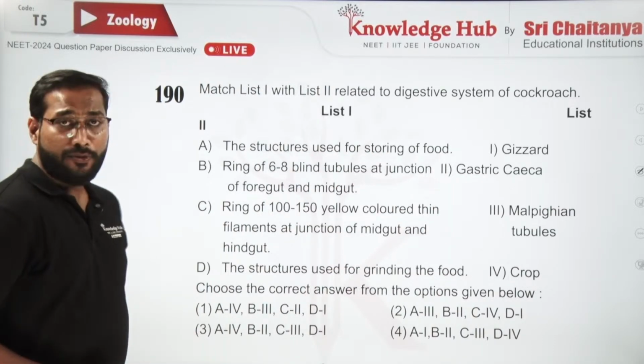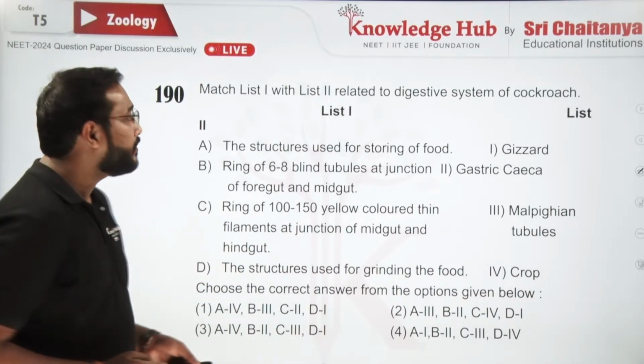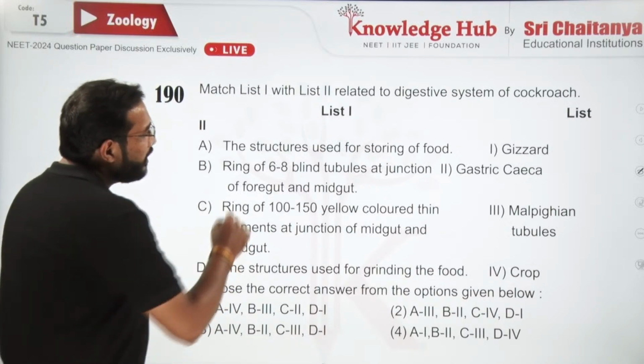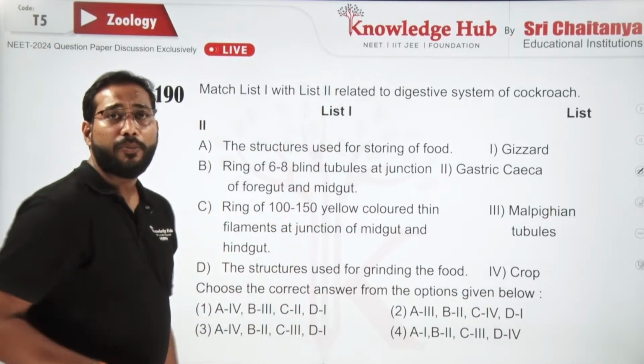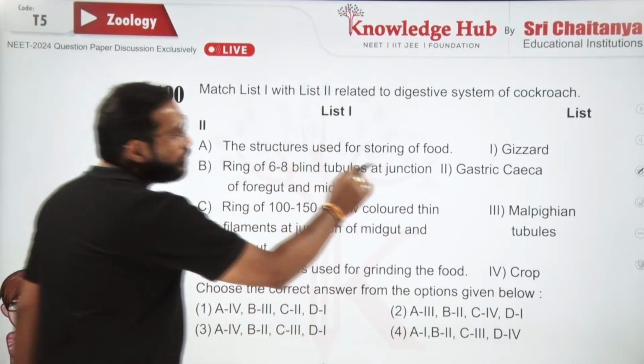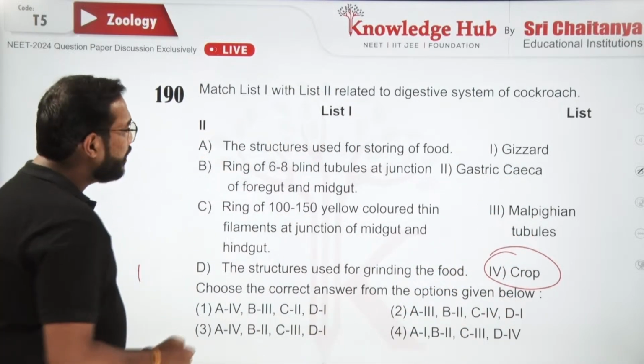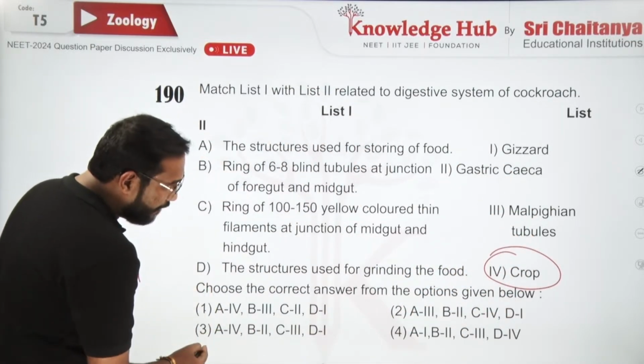We have again one more match the following. There were a total of 20 match the following questions in this paper, right? So we have here the structures. These are questions from cockroach from NCERT. These structures are used for storing food. So what you call crop is used for storing food, right? So A is 4, again A4, A4, two options.